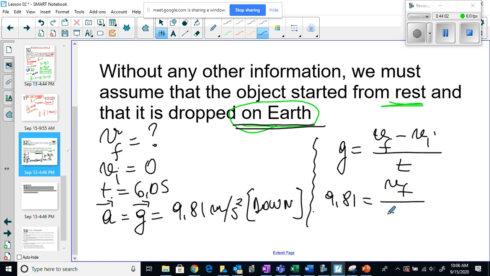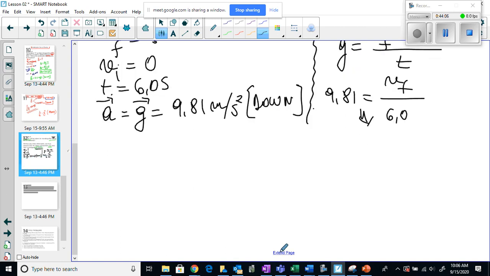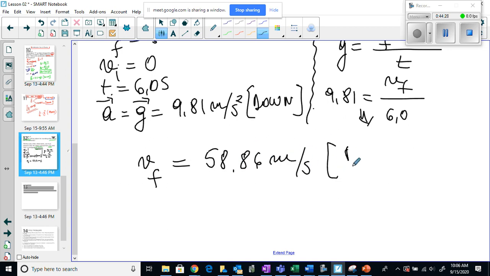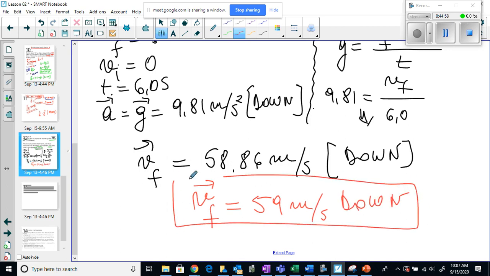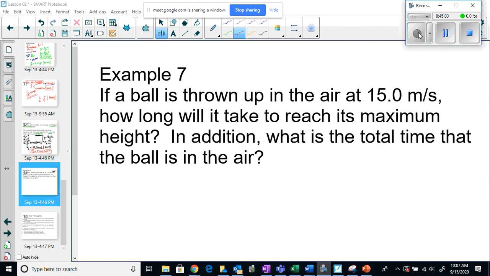V final over 6.0. From here, we find that V final is equal to, what is 9.81 times 6? This is what the calculator gives you: 58.86 meters per second. And now we know that it's going down. But what is the correct sig digs that we have to record the answer? Great, excellent. So then V final equals 59 meters per second going down. Questions, concerns? Let's take a look at the other example.